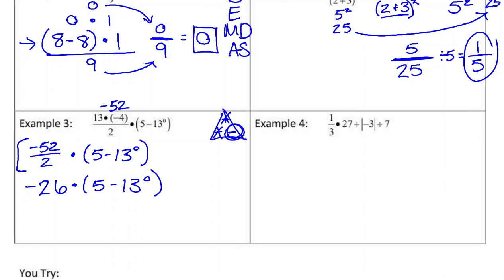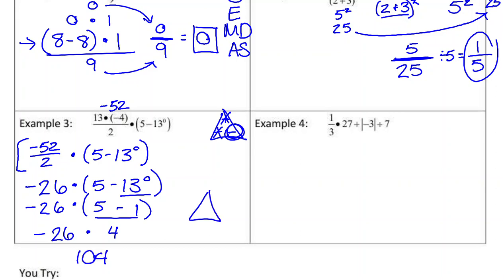Grouping next over here, exponent first. Anything to the 0 power is 1. Finish the grouping. 5 minus 1 is 4. And then we have negative 26 times 4. 26 times 4 is 104. And a negative times a positive is a negative. So it's negative 104. So that's how you'd work a problem like that one.